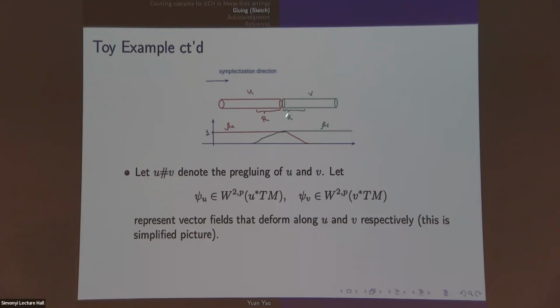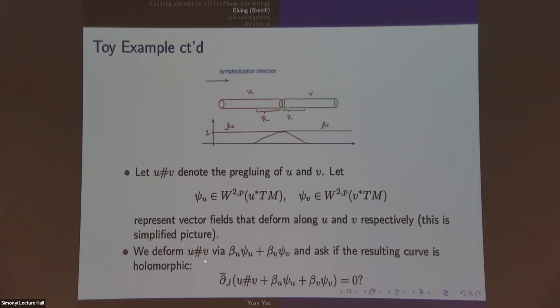Then I'm going to try to deform this pre-gluing. Let's pretend I didn't know that this pre-gluing is already J-holomorphic. I'm going to try to deform it and make it holomorphic. There are more bells and whistles here; I should use weighted Sobolev spaces and more things. But for simplicity, let's just take vector fields psi of U and psi of V. Psi of U is my deformation of U, and psi of V is my deformation of V.